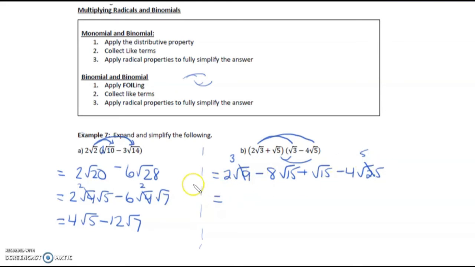So let's go ahead and simplify this. 2 times 3 is 6. We can add these in this step: negative 8 plus 1, so negative 7 root 15. And then negative 4 times 5 is negative 20. 6 minus 20 is negative 14, minus 7 root 15. And we'll stop there. Because this one doesn't have a root sign on it, we don't have to keep breaking this down because we won't ever be able to add them again.